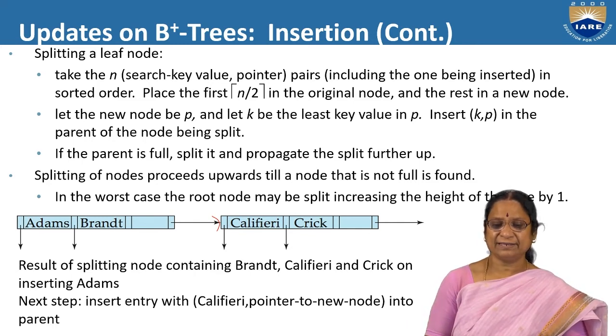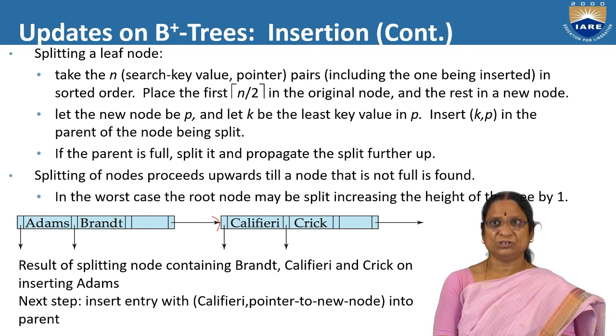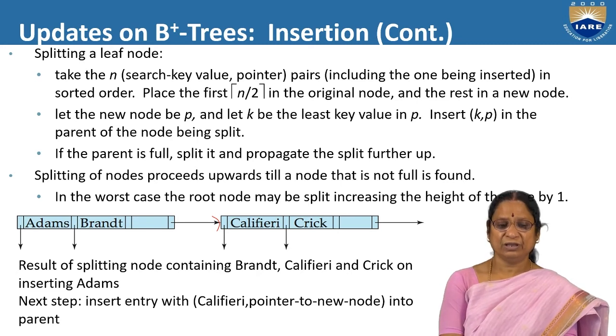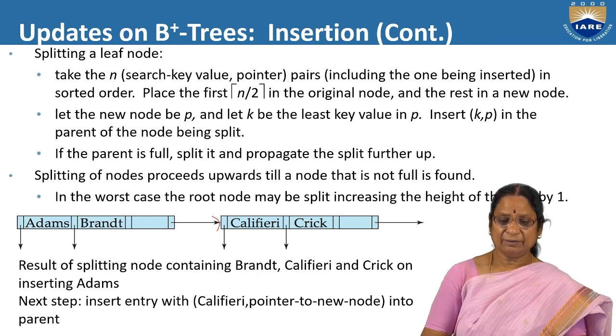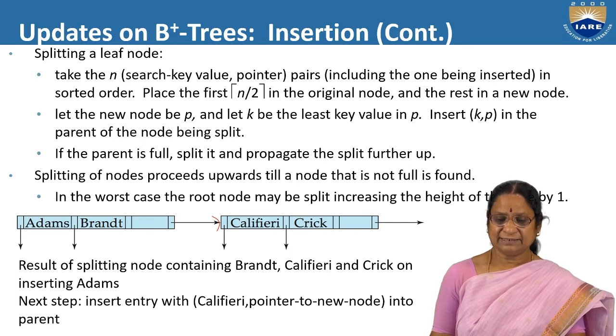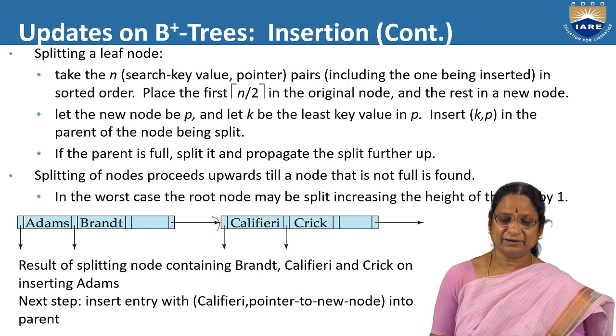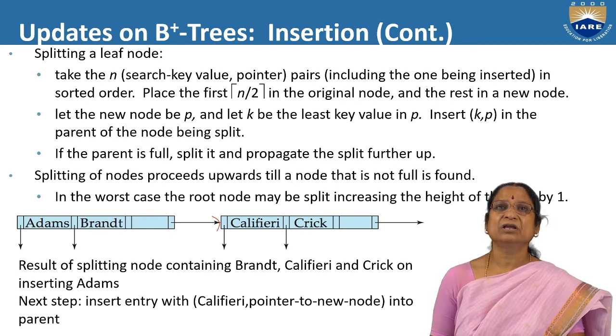Take n pairs in the original node, and whatever n by 2 values will stay in the original node itself, and the remaining n by 2 values will be in the new node. Let the new node be P, and K is the least key value of P. Insert K, P in the parent of the node being split.